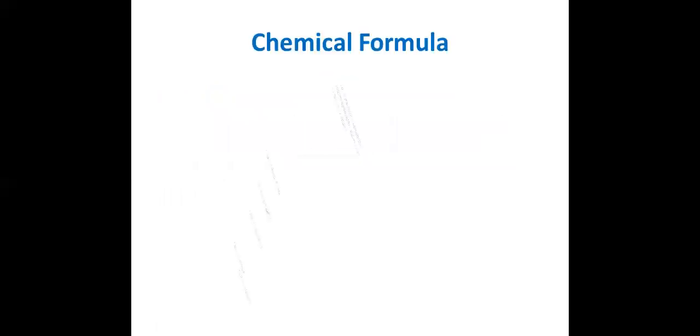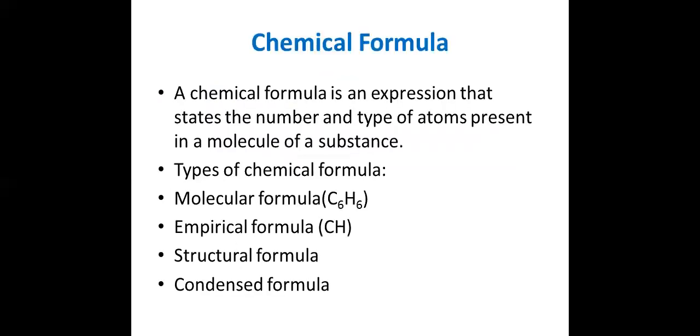Next topic is about the chemical formula. A chemical formula is an expression that states the number and type of atoms present in a molecule of a substance. We have different types of chemical formulas. The first one is molecular formula. For example, the molecular formula of benzene is C6H6. The empirical formula of benzene is CH.